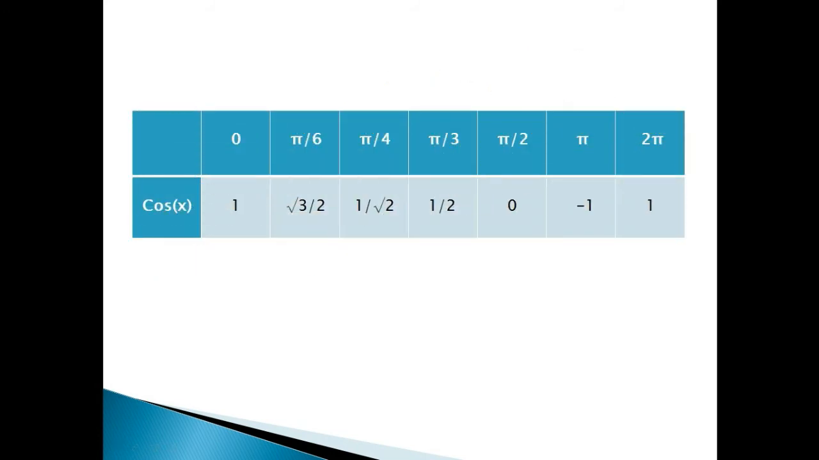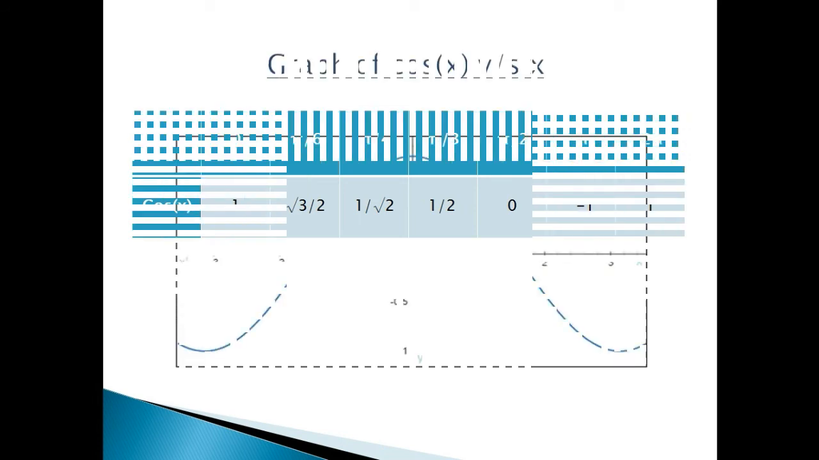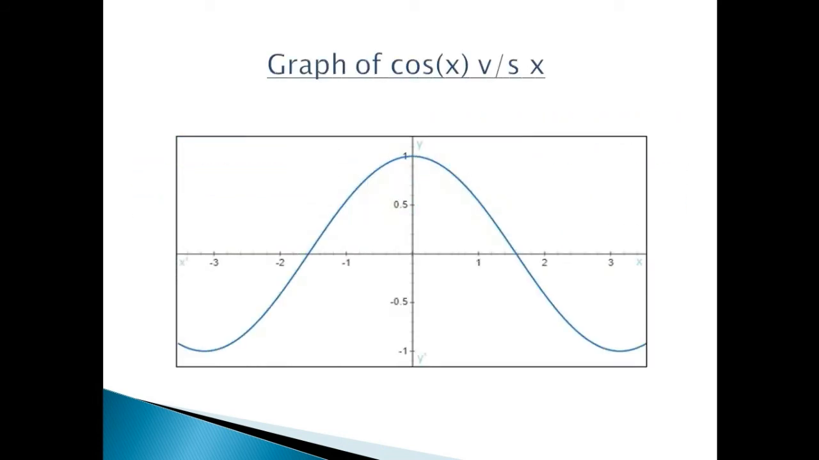Here we have values of cos x. These can be obtained from sine values, writing them in reverse order from pi by 2 to 0. Graph of cos x. Just like sin x, its minimum and maximum value are plus 1 and minus 1 and period 2 pi, but it is an even function around the origin.